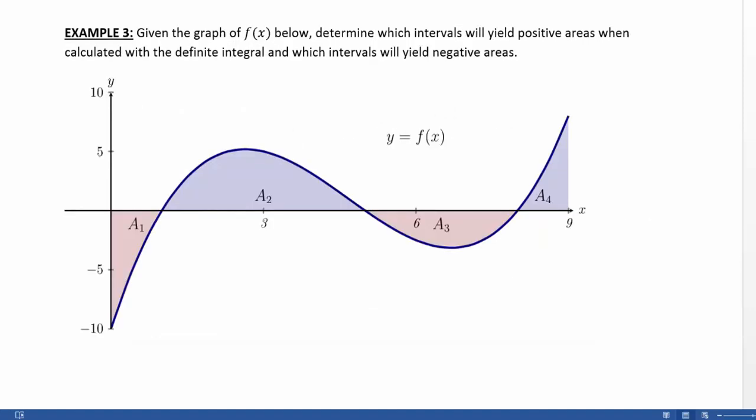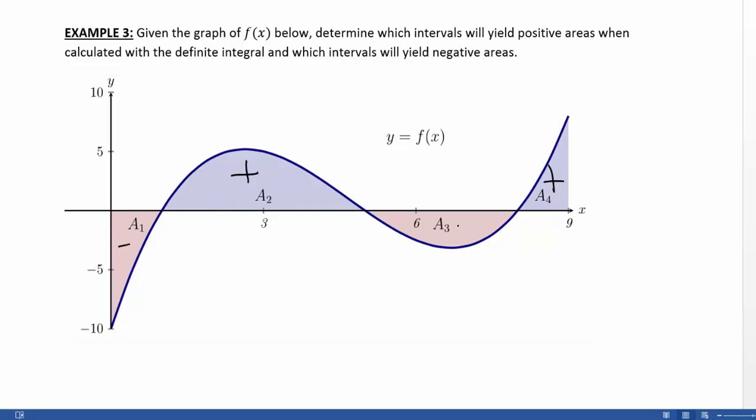Example 3. Given the graph of f of x below, determine which intervals will yield positive areas when calculated with the definite integral, and which intervals will yield negative areas. So giving it a cursory look, I see that the purple areas are above the x-axis and the beige areas are below the x-axis. So I know that the purple areas, because they're above, are going to be counted as positive. Again, because when I draw in my rectangles, even if I draw in 1,000,000 of them, the y values are going to be positive from the f of t sub 1 values.